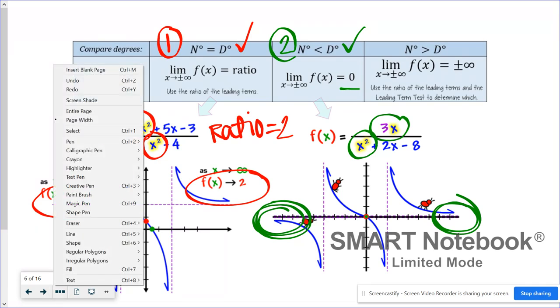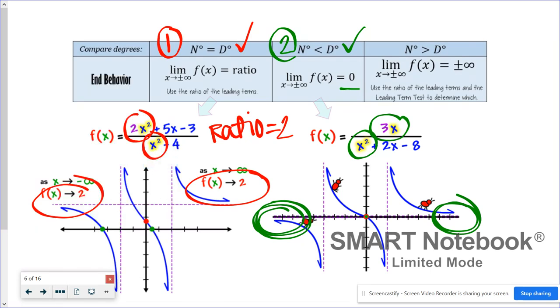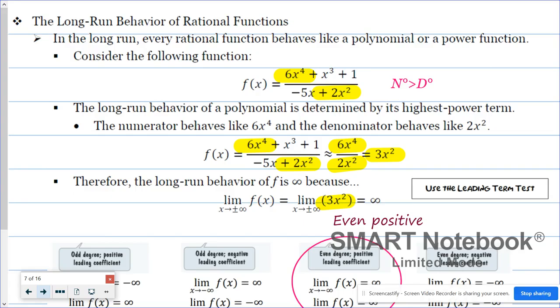Okay, so that brings us to case number 3, where the numerator is greater than the denominator. We want to know, okay, so it's infinite, but how do I know exactly what it is? So we're going to use our good old leading term test to help us figure this out, okay? So when we were studying polynomial functions, we looked at the leading term of the polynomial, and that helped us determine what our end behavior was. So we can do the same thing with rational functions.